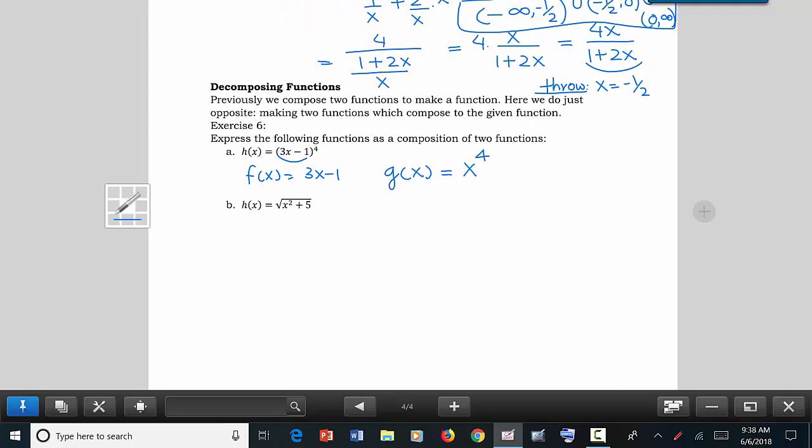Now the same story for b also. One function is coming, x squared plus 5, and another function coming is square root of x. So if we combine those two, you will get those kinds of expressions.